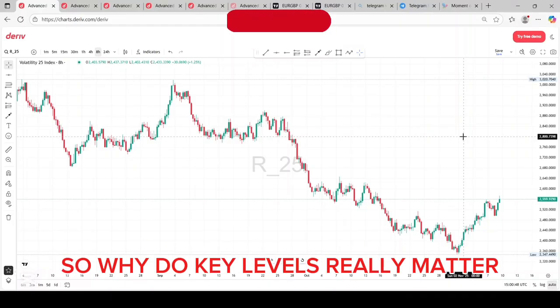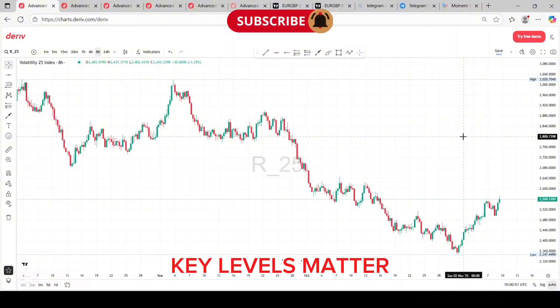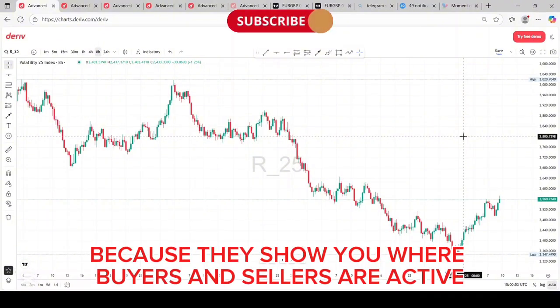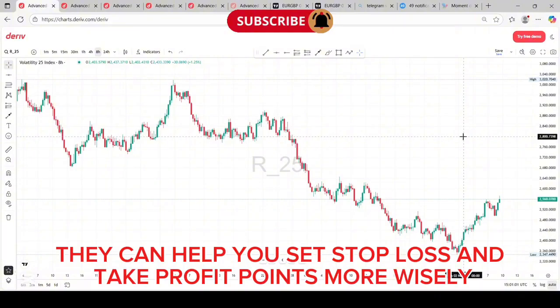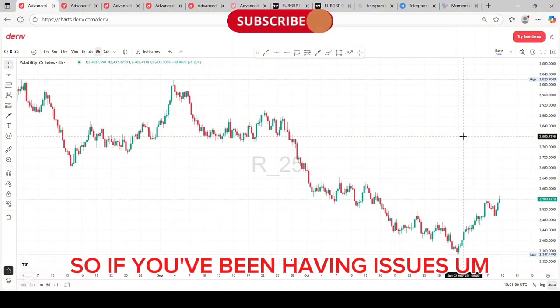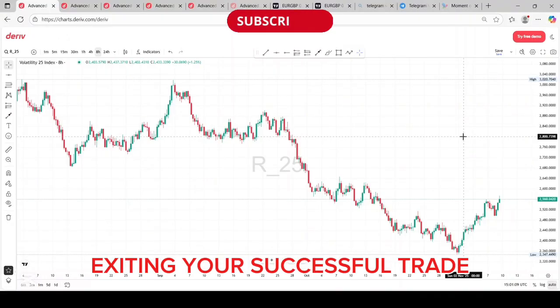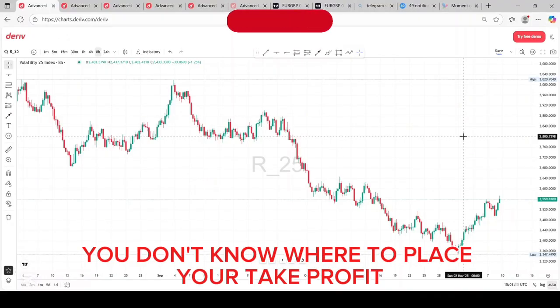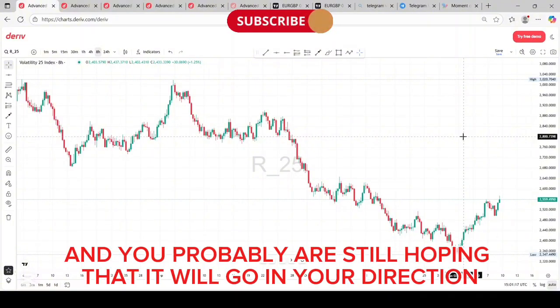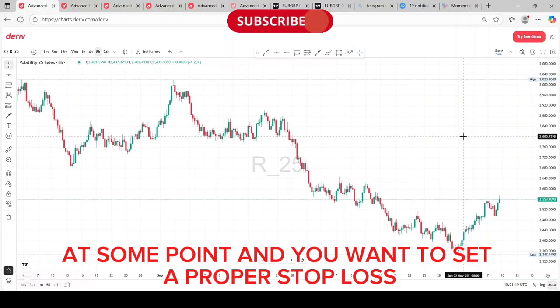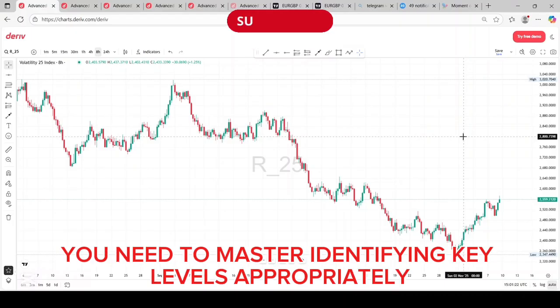So why do key levels really matter? Key levels matter because they show you where buyers and sellers are active. Key levels help you know where to enter and exit a trade. They can help you set stop loss and take profit points more wisely. So if you've been having issues exiting your successful trade, you don't know where to place your take profit, or maybe the market is not doing well and you probably are still hoping that it will go in your direction at some point and you want to set a proper stop loss, you need to master identifying key levels appropriately.